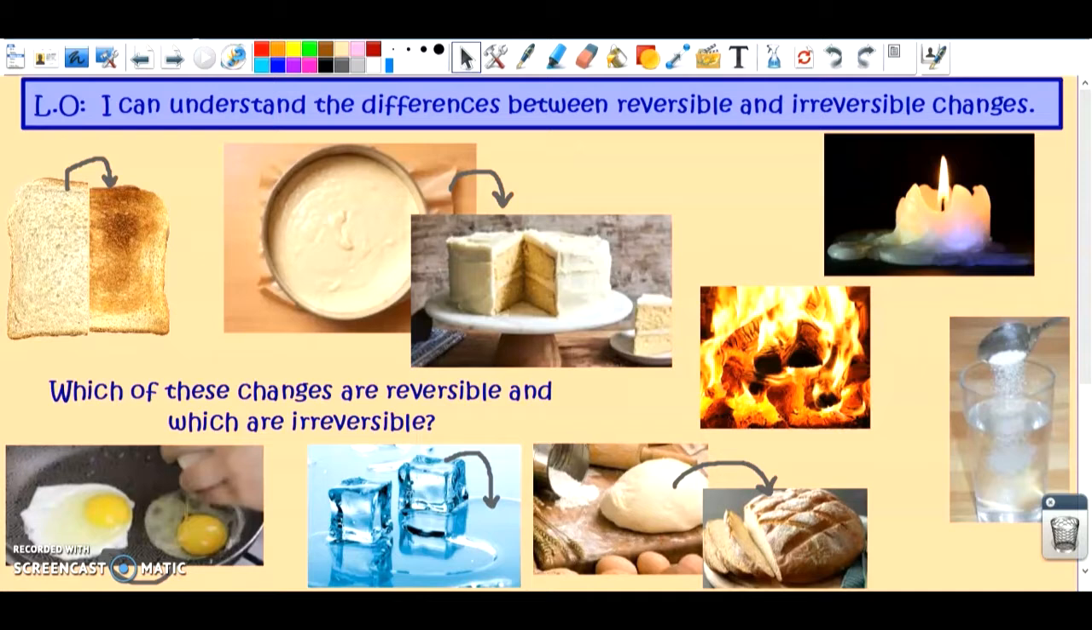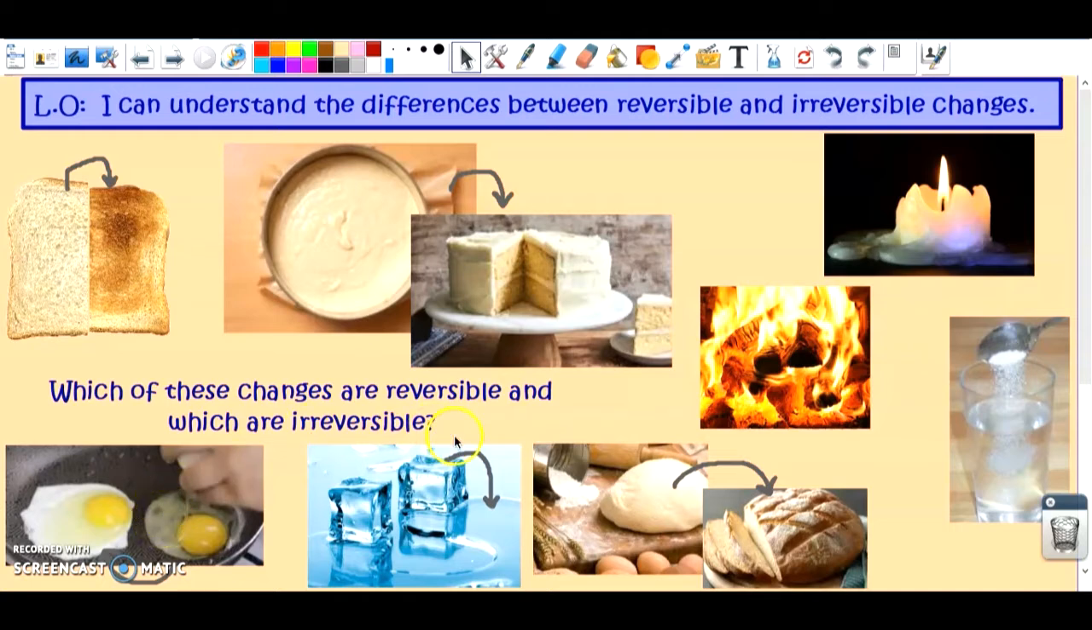So I've got this picture here representing bread being made to toast. This one here is ingredients in a cake batter being turned into a cake. This one here is logs being burnt on a fire. Got a candle melting. You've got some salt or sugar being put into some water so it can dissolve. Here you've got some dough that's been baked into some bread. You've got some ice melting into water. And finally then you've got an egg being cooked.